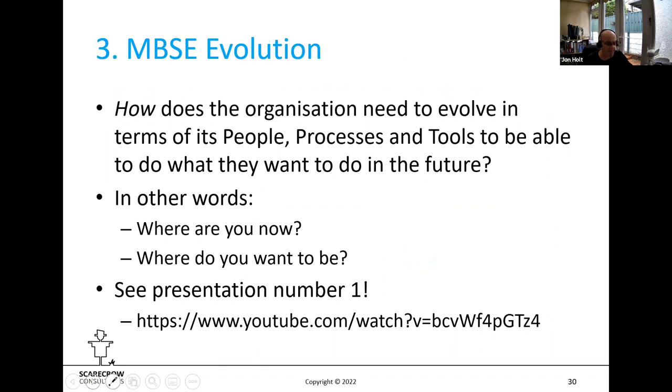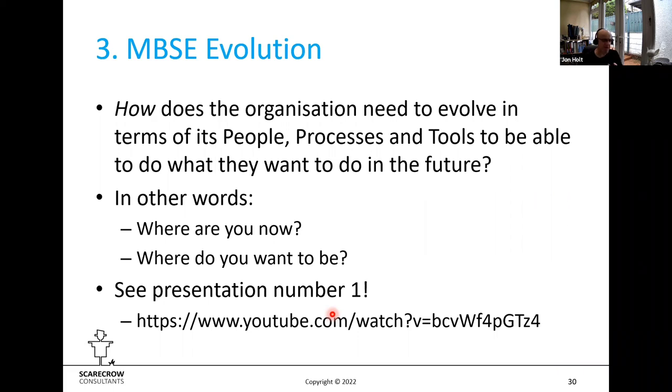Now, one of them is the MBSE evolution. We need to talk about, well, where are you at the moment? Where is your organization in terms of their maturity? How have they evolved their MBSE?